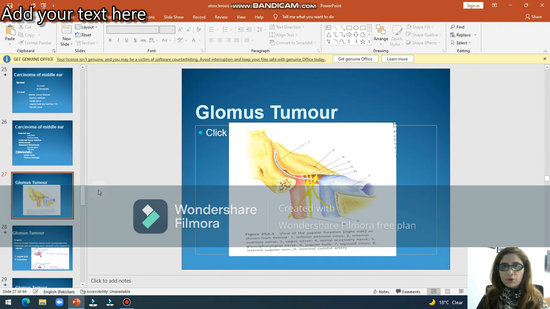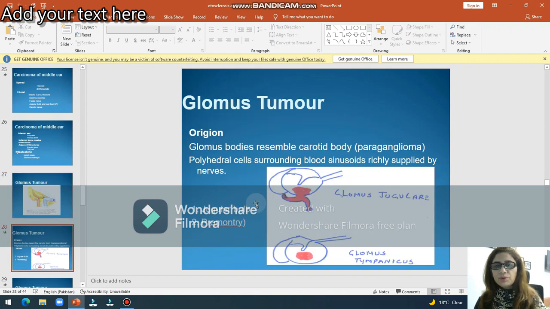Now the glomus tumor. You can see in this picture, this is the internal jugular vein, this is the jugular bulb, this is the internal carotid artery, and the last four cranial nerves are in between. In this region, glomus bodies resemble the carotid body. Carotid bodies are paragangliomas, so a glomus body tumor is like the carotid body tumor, that is paraganglioma. Paraganglioma cells surround the main vessels, and these are neurogenic in character. They are polyhedral cells surrounding blood sinusoids, richly supplied by nerves.